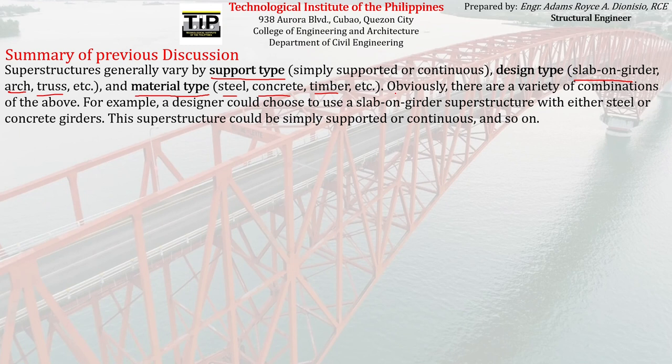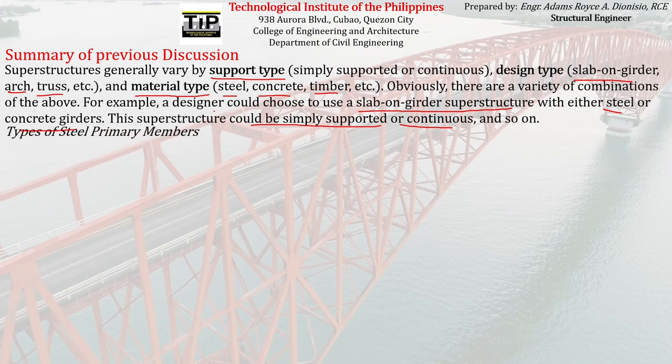Obviously, there are a variety of combinations of the above mentioned types. For example, a designer could choose to use a slab on girder superstructure with either steel or concrete girders. The superstructure could be simply supported or continuous and so on. Those are the general variations of a superstructure. That is what differentiates one superstructure from the other. They can vary with respect to support type, material type, or design type, or any combination thereof.